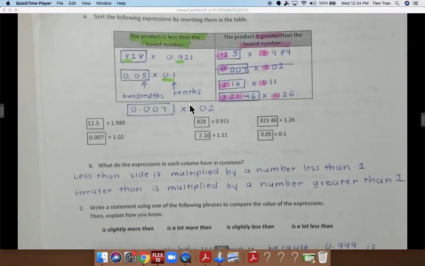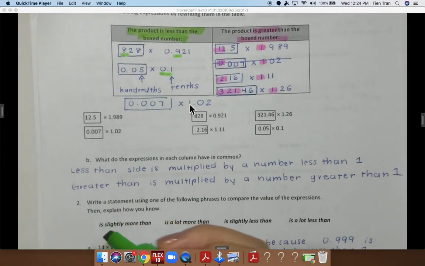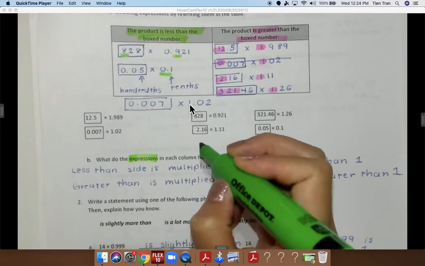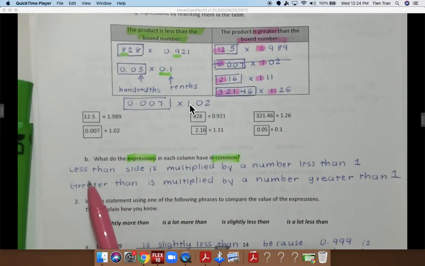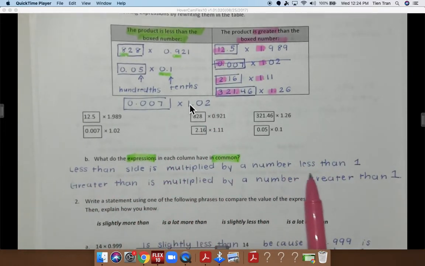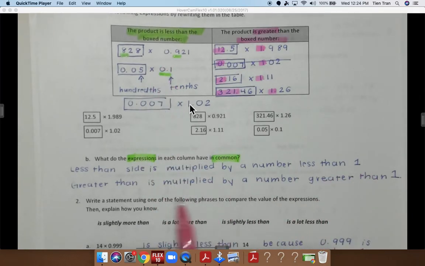Okay? Now, for part B, it asks you, what do the expressions in each column have in common? So if you notice, the less than side is multiplied by a number less than 1, and the greater than side is multiplied by a number greater than 1.